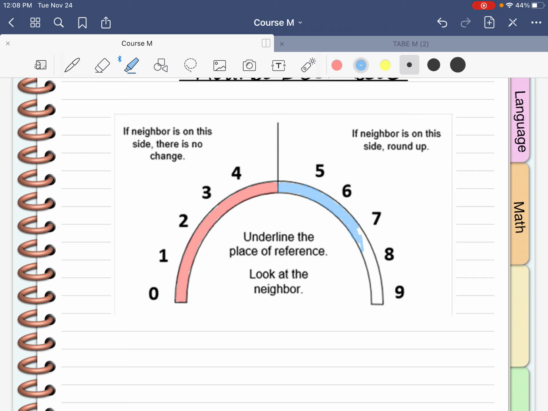So the rule has not changed at all. If you've practiced your rounding and you're good with rounding, you're going to still be good with rounding. It's just that we're adding the decimal places into the mix. So if the neighbor is on this side, you round up. If the neighbor is on this side, there is no change. And that is basically the rounding rule.